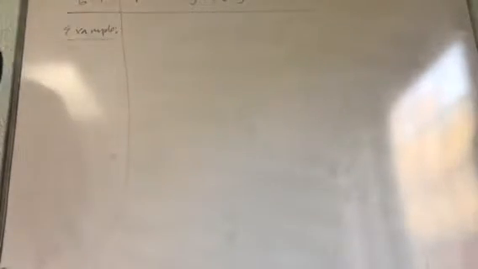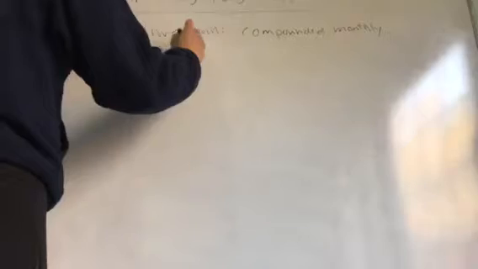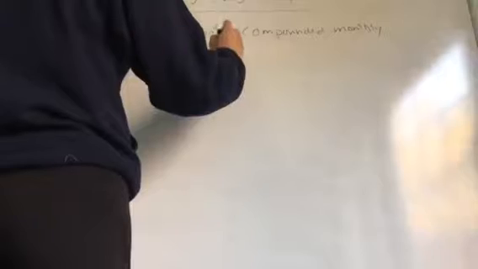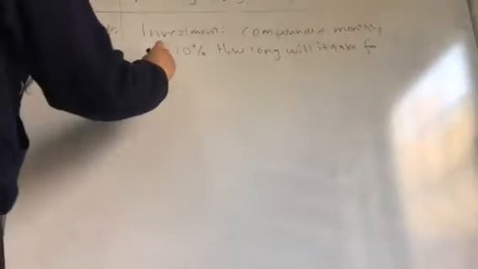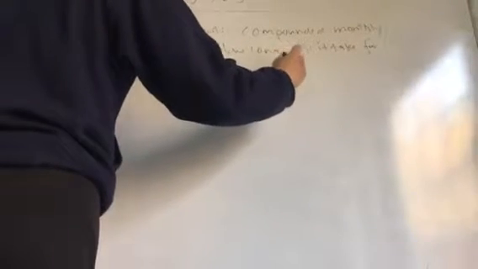Let's say we have an investment that we've put our money into, and the details of this investment are that it is going to be compounded monthly at 10%. Actually, no, at 10%. So the question that we have here is we want to know how long it would take for our investment to double.